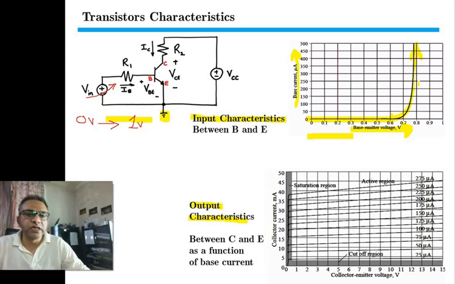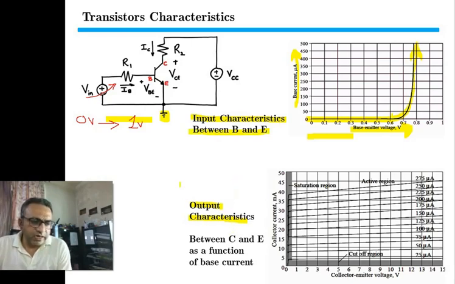This is because the external power supply is now gaining larger voltage as compared to the depletion region voltage, and after 0.7 we say that the external power supply has overcome the depletion region and a large current can flow through the base. Hence the input characteristics look very similar to the characteristics of a normal diode. This is the input characteristics measured between base and emitter.